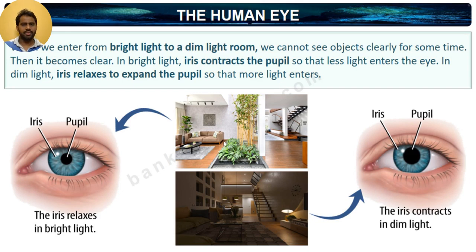See, this is the example. You are in a bright light setup, then you go into a dim light setup. Your eyes are in a little bit of relaxed form in bright light, and then the pupil becomes bigger so that more light can enter and we can see the objects clearly even in dim light.